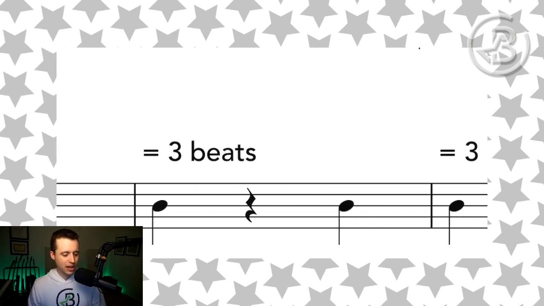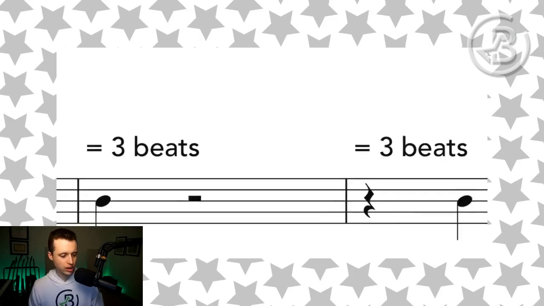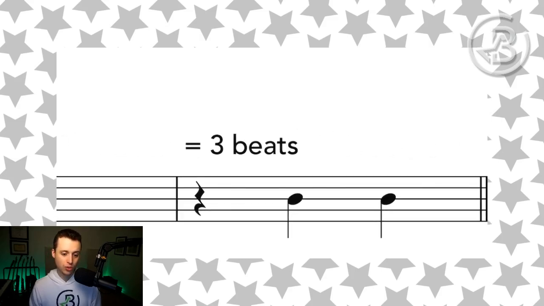In the next measure, we have a quarter note, a quarter rest, and a quarter note. 1 plus 1 plus 1 equals 3. In the next measure, we have a quarter note plus a half note. 1 plus 2 equals 3. In the next measure, we have 1 quarter rest and 2 quarter notes, which equals 3 beats or 3 counts.